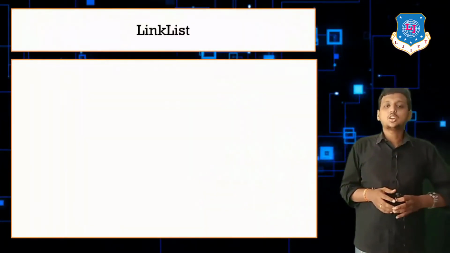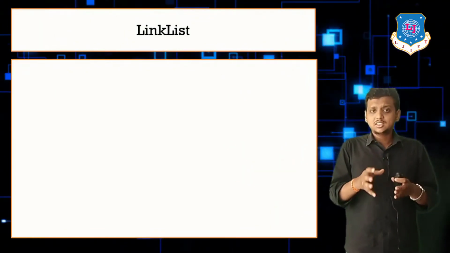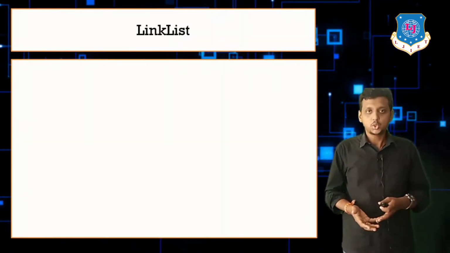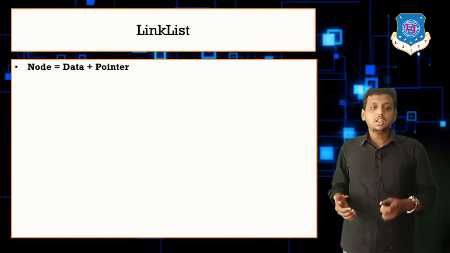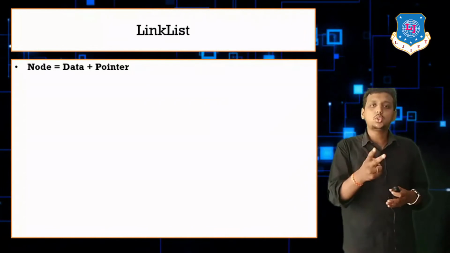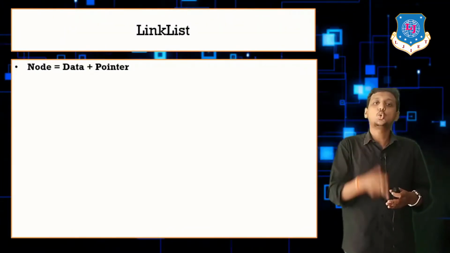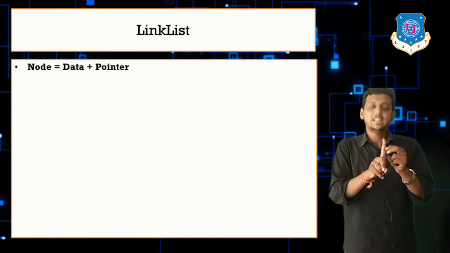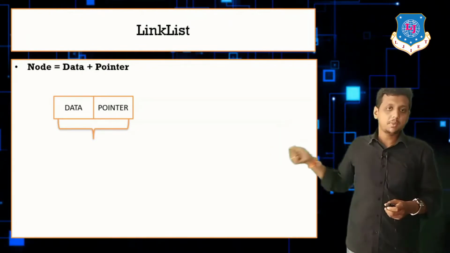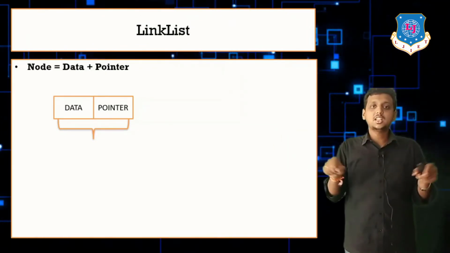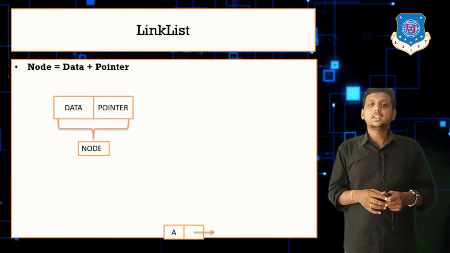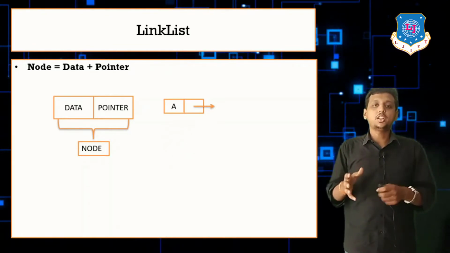Now, let's understand the concept of the linked list. When I say the linked list is a collection of nodes, what exactly is meant by a node? Here it is: the node is equal to data plus pointer. Keep this in your mind, a node contains two things. The one is data, the second one is pointer. This combination of data plus pointer is known as a node.